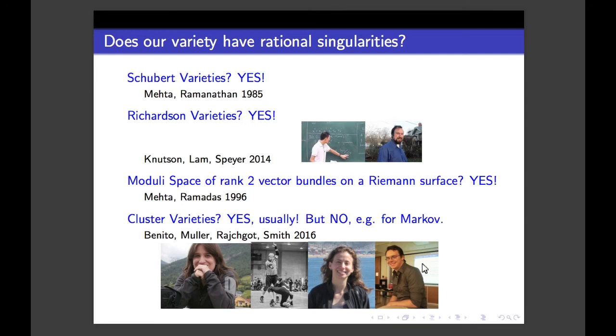Cluster varieties come up in combinatorics, and this is something I recently did with some of my postdocs. So here, Angelica Benito, Greg Muller, he's a roller derby ref, Jenna Rajchgot, and this is Greg again, so you guys can see his face. I'm me, but I didn't put my picture up because you see me. So these are just examples of different kinds of fields where varieties naturally come up and people are interested to prove that they have rational singularities, and these all do.